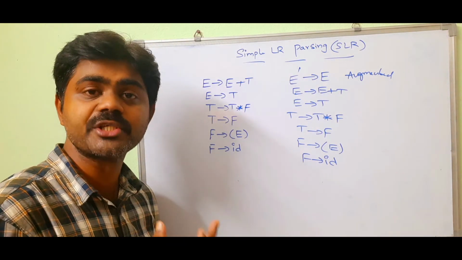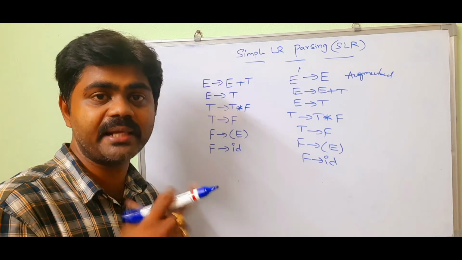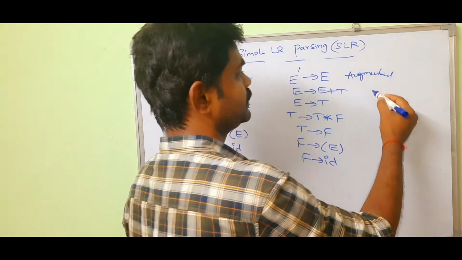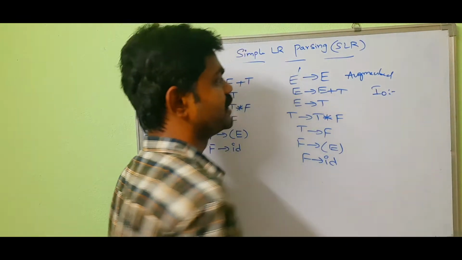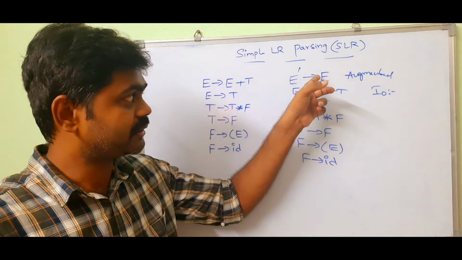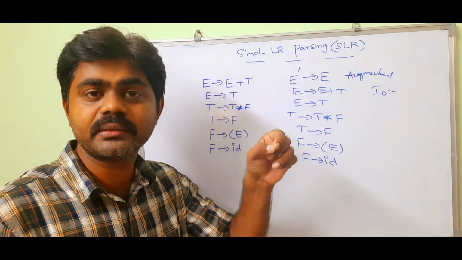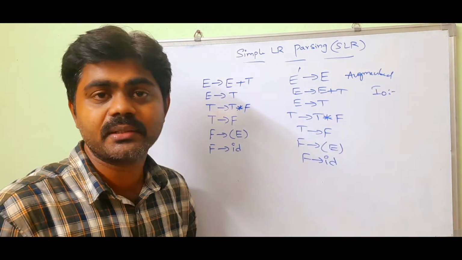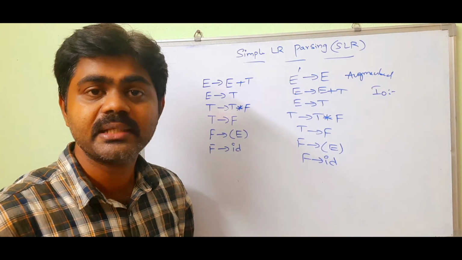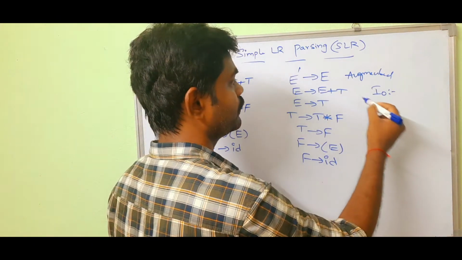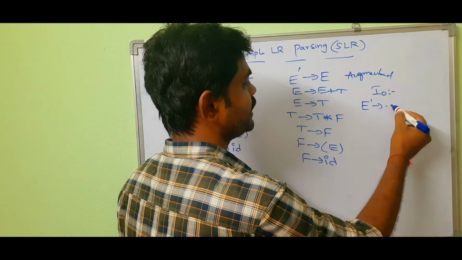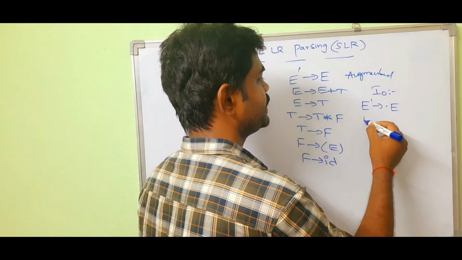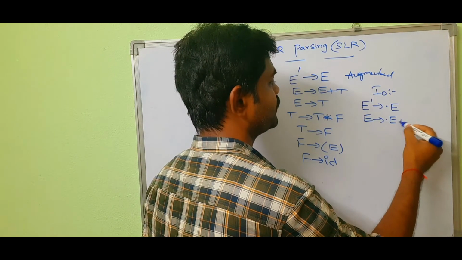Now we need to find the closure of the canonical set of items, that is closure of I, which becomes I naught. What happens here? Before every production's RHS, place a dot, then that becomes the closure items. Let us term it as I naught. So here we have E dash tends to E. Before E, place a dot. So E dash tends to dot E. Second production, E tends to dot E plus T.